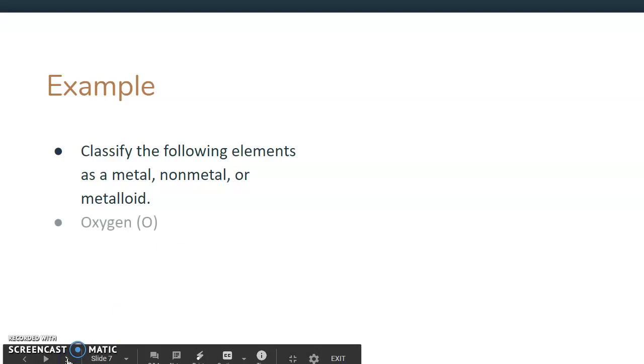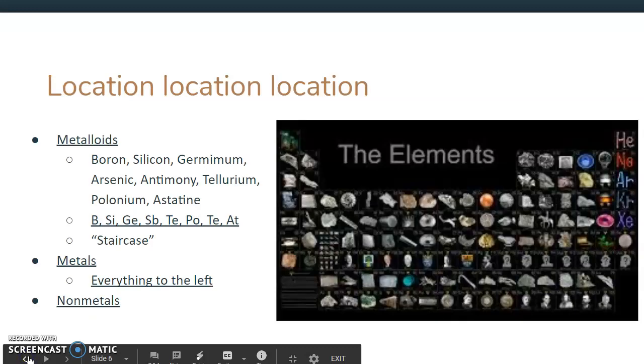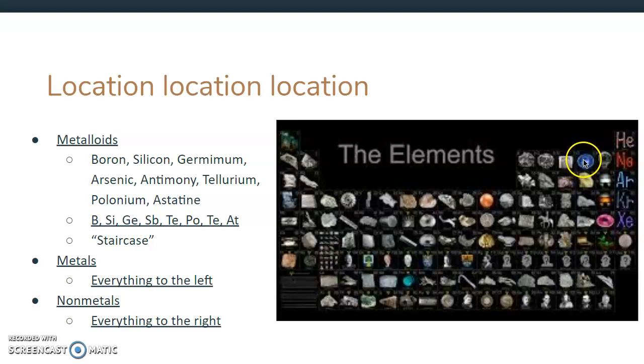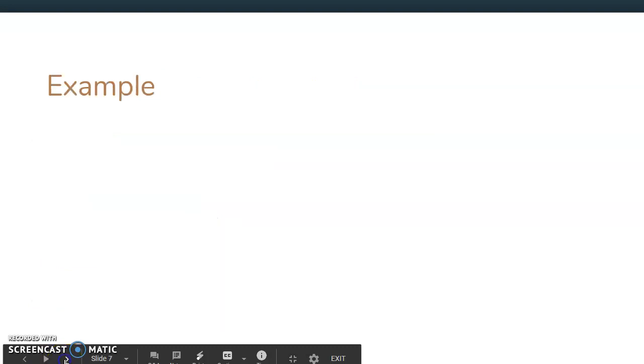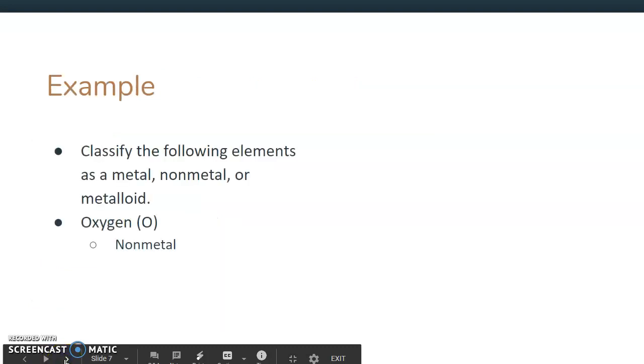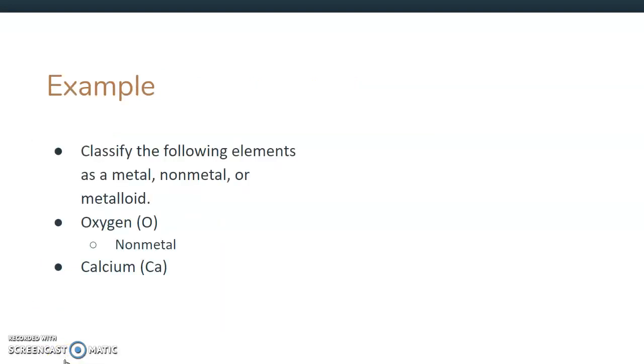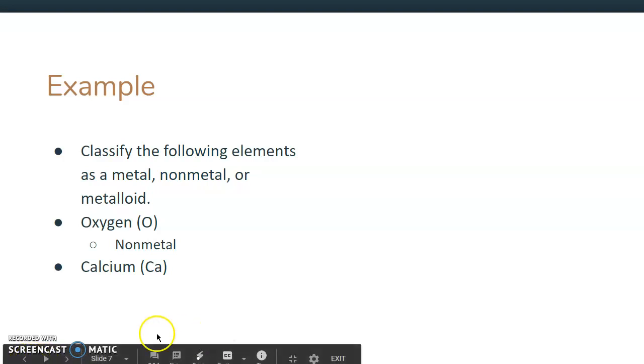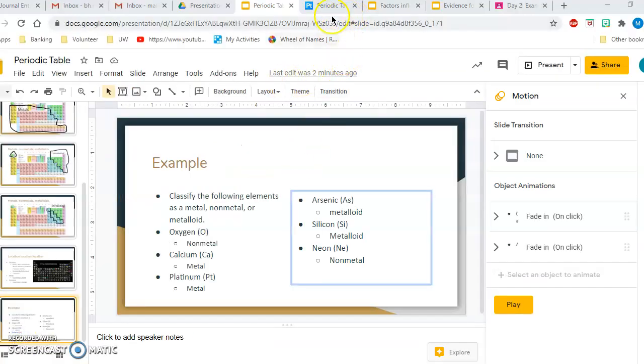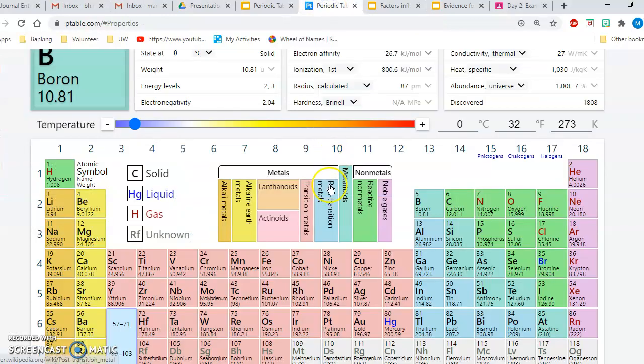So we have oxygen. If we're looking at our periodic table, where would oxygen be? This is not a great picture, but I will point. Oxygen would be up here on our top right. It would be to the right of the staircase, so oxygen would be a nonmetal. Calcium's another good one. If we use a different periodic table that's a little bit easier to see, we have calcium over here on the left in our metal group.